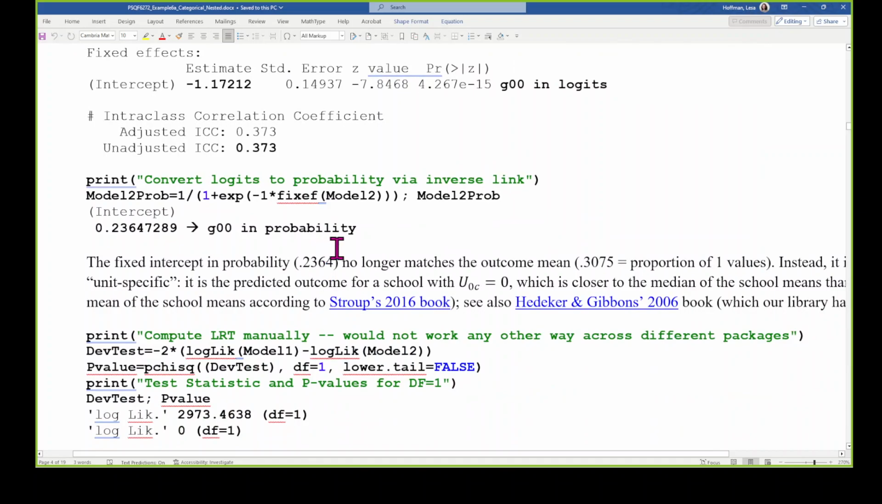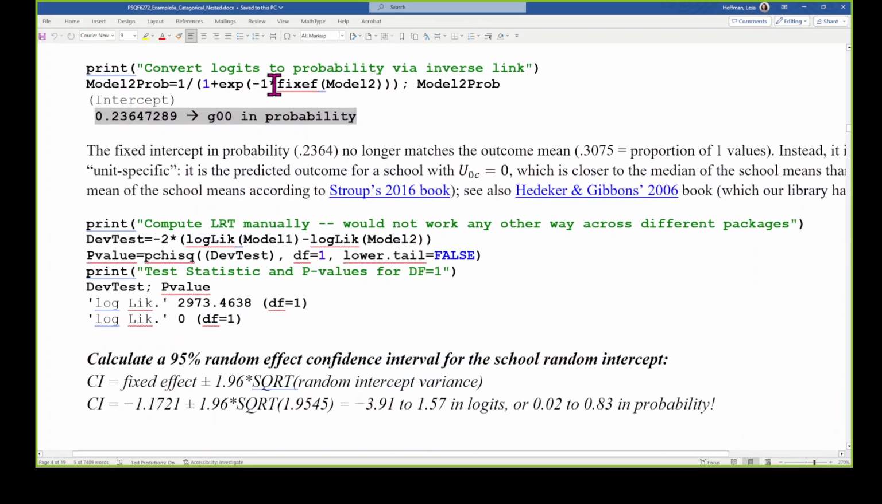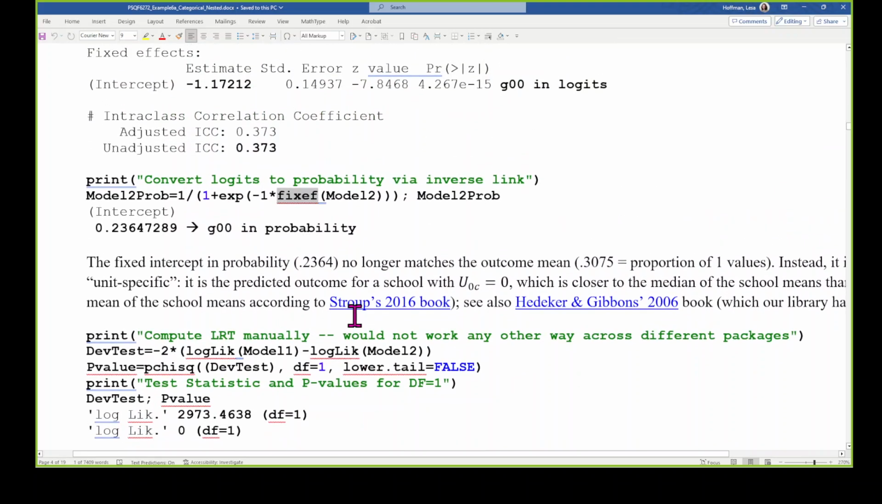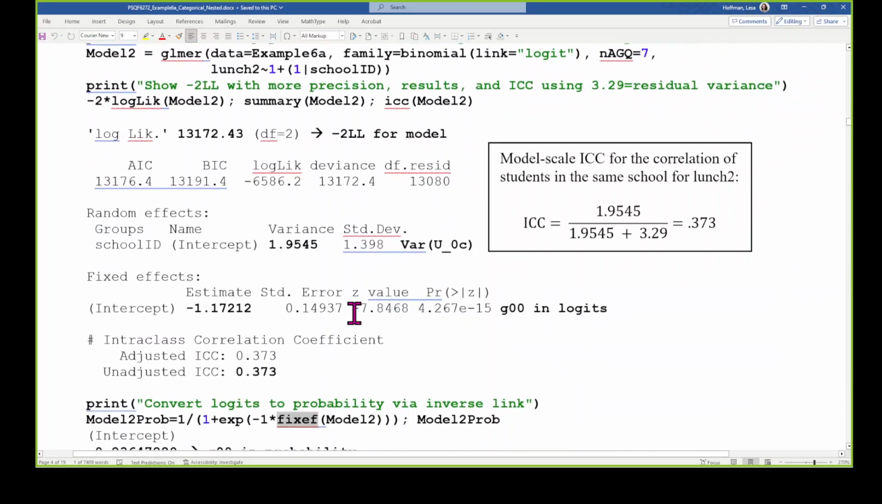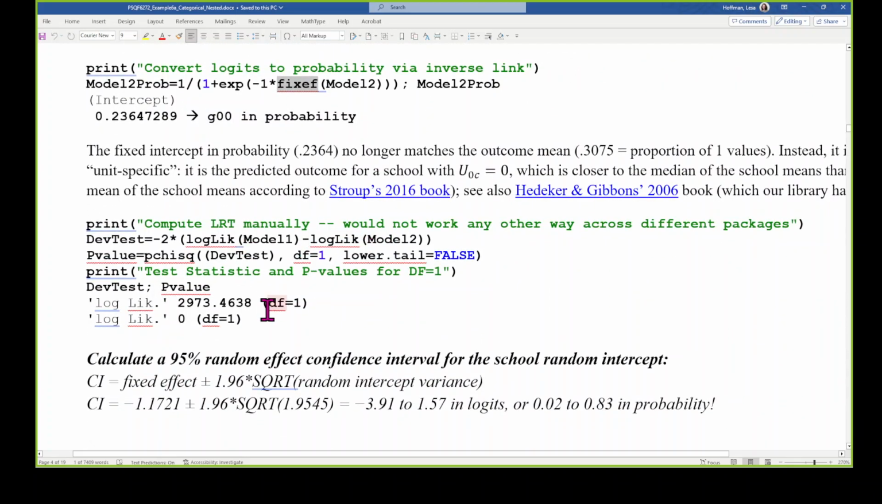If I want to convert the predicted intercept back to probability, here's a way to do that in R by accessing the stored coefficients with the fixef function within glmer here. I could not get it to do a likelihood ratio test. I think eventually I figured it out, but I left this in here anyway. I did it manually, just by accessing the stored log likelihoods. So if ANOVA or any of those don't work, you can always just do it manually.